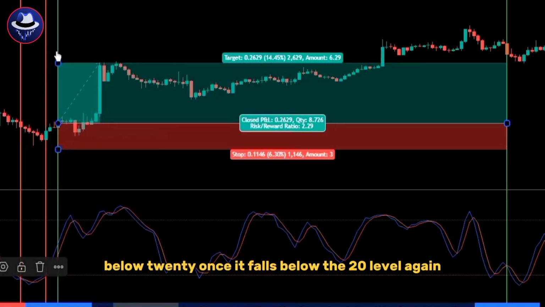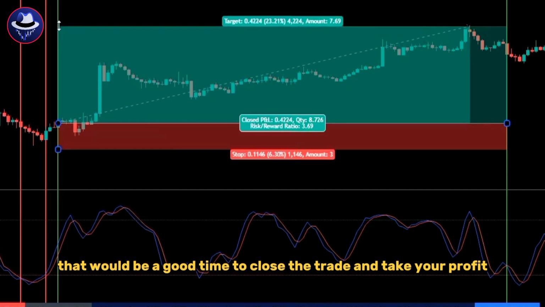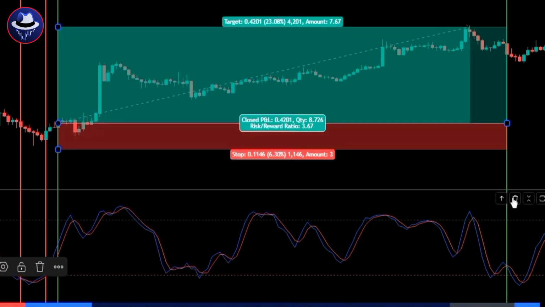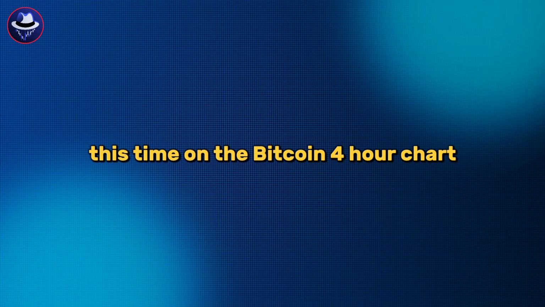Once it falls below the 20 level again, that would be a good time to close the trade and take your profit. Let's look at another example, this time on the Bitcoin 4-hour chart.